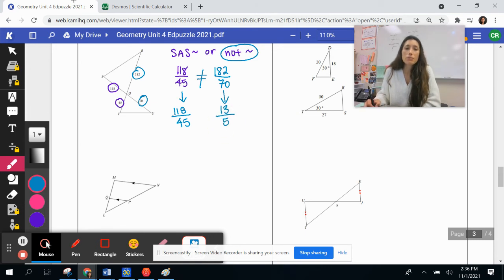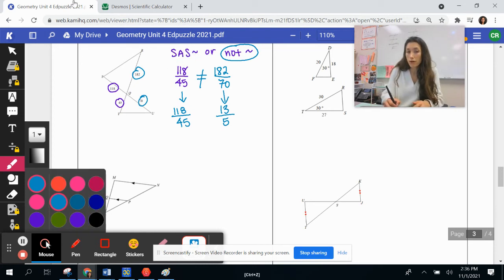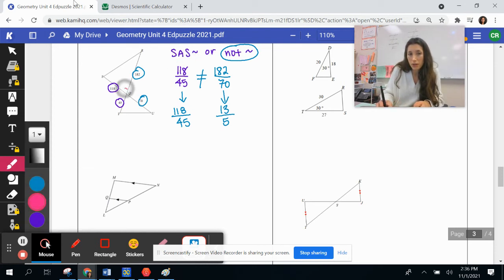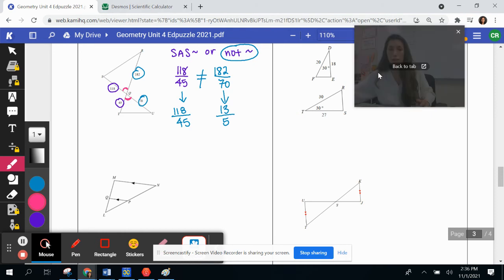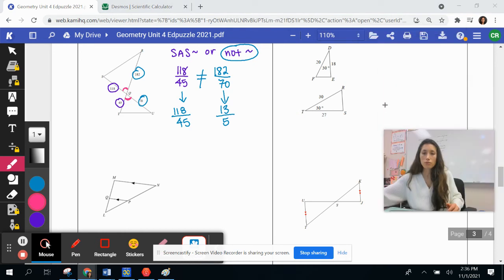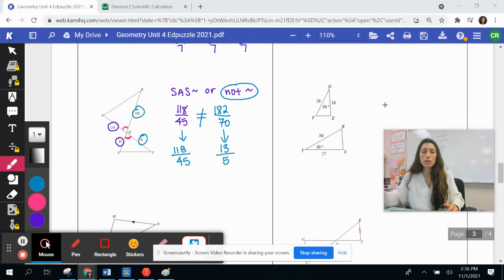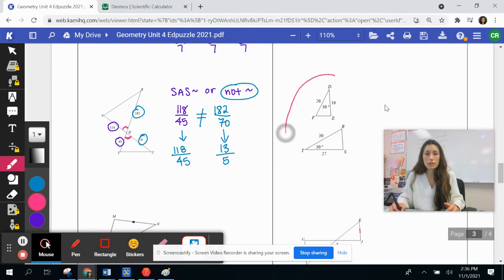Now keep in mind the reason why I said it could be side angle side or not was, remember, there's this angle relationship. Bow tie angles, those are what we call vertical angles to each other. So those angles in the middle are equal. If these had simplified and equaled the same number, they would have been similar. So I'm going to have you try this question on your own. Determine if these two triangles are similar.